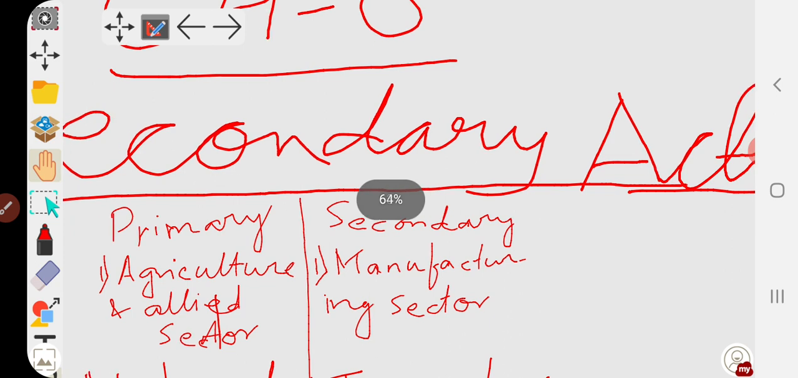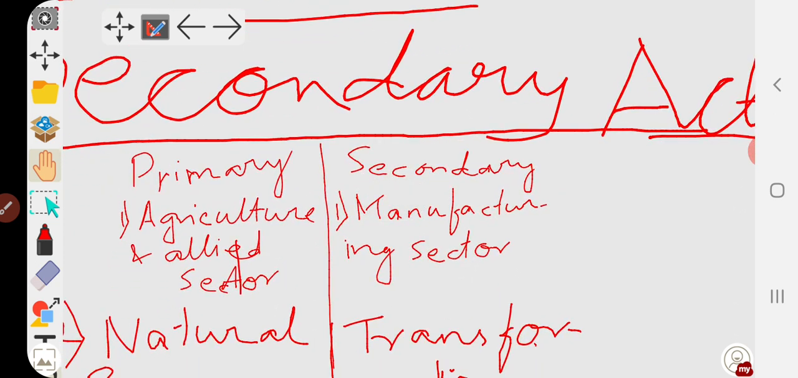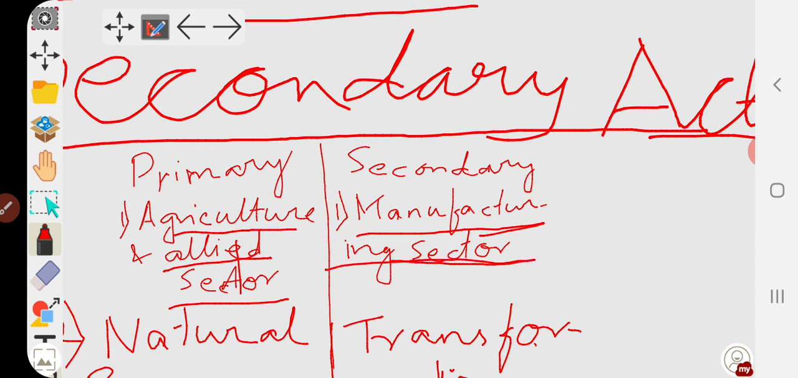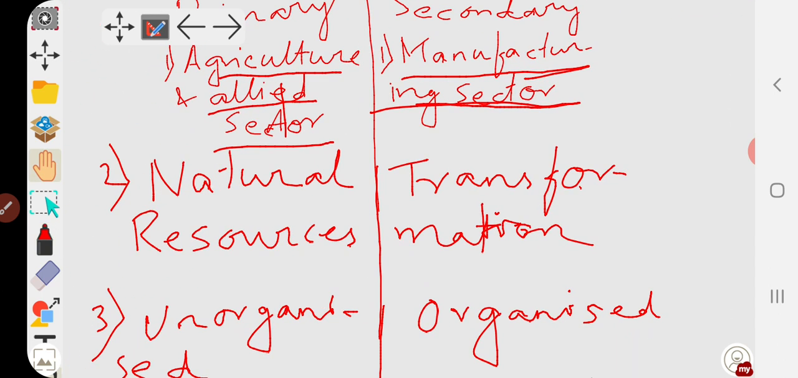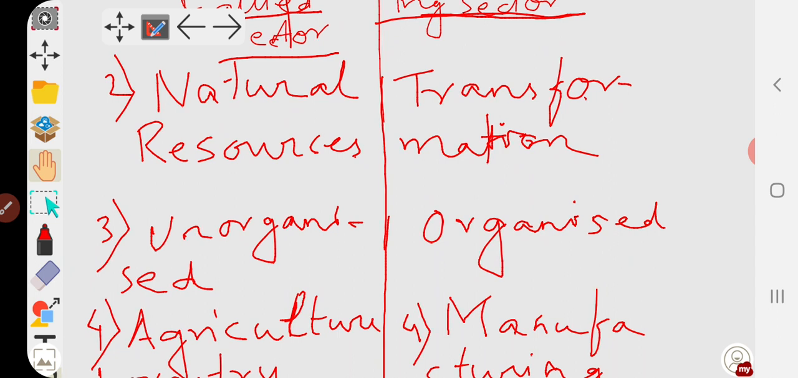Now you can see the first is the primary activities, also termed as agricultural and allied service sector. And what is the secondary activity? It's known as manufacturing sector. Now why it is so? I have showed the cotton that comes from agriculture, and I have showed the cloth also that comes from manufacturing sector. So that is why agricultural sector and manufacturing sector.